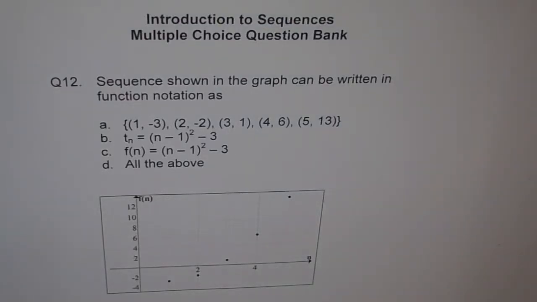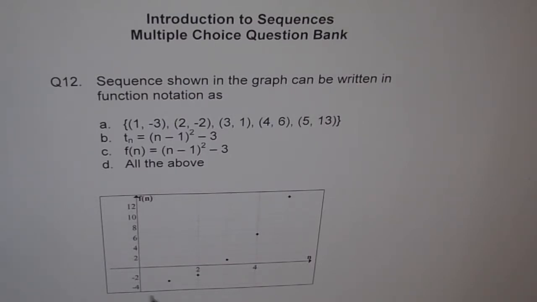Question 12. Sequence shown in graph can be written in function notation as, and we are given 4 options. Important thing here to understand is that like functions, sequences are also functions, but where the domain is the set of natural numbers. Now just as you represent functions in different forms, sequences can also be represented in different forms. One of them is graph.